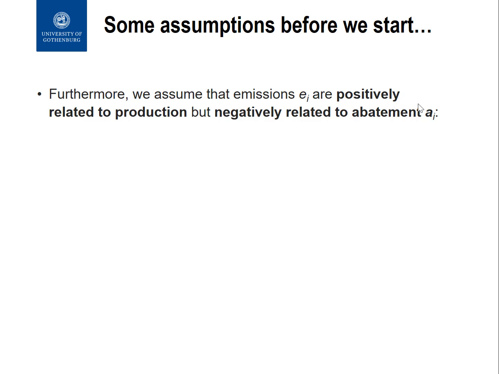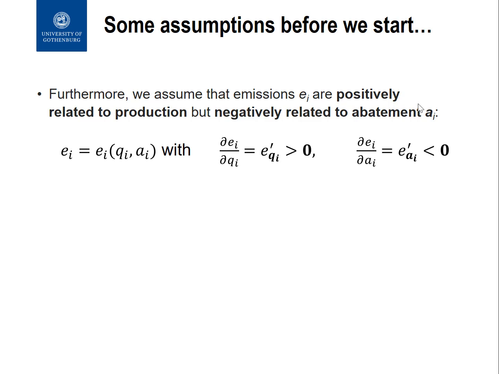Furthermore, we assume that emissions E_i are positively related to production, but negatively related to abatement A_i. This is pretty straightforward. So E_i is a function of Q_i and A_i, and the first derivative of E_i with respect to Q_i is strictly positive, while the first derivative with respect to A_i is strictly negative. That only means that the more you produce, the more you generate emissions, so you pollute, and the more you abate, the less you emit, of course.